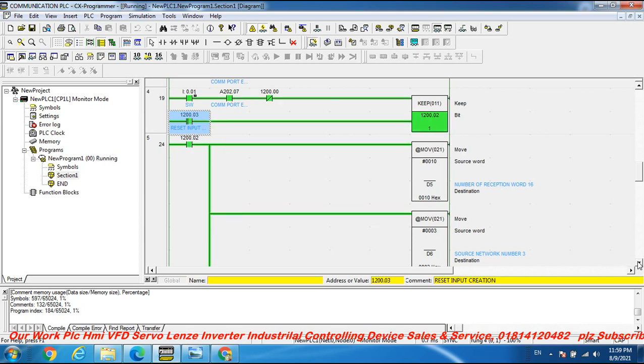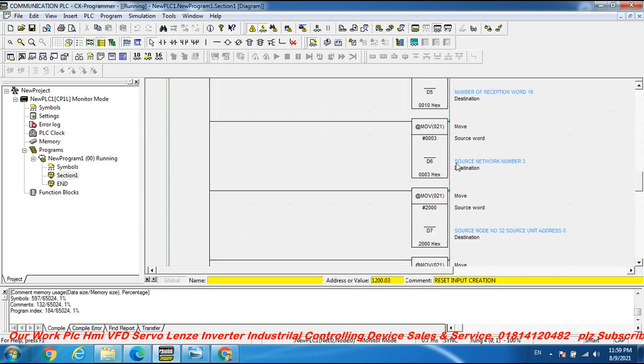And friend, now I explain at the rate of move #003 as source data and destination D6 register. Source network number 3. This block is the source network number.